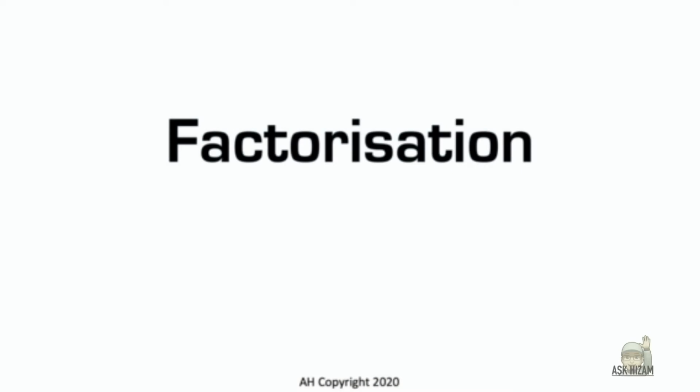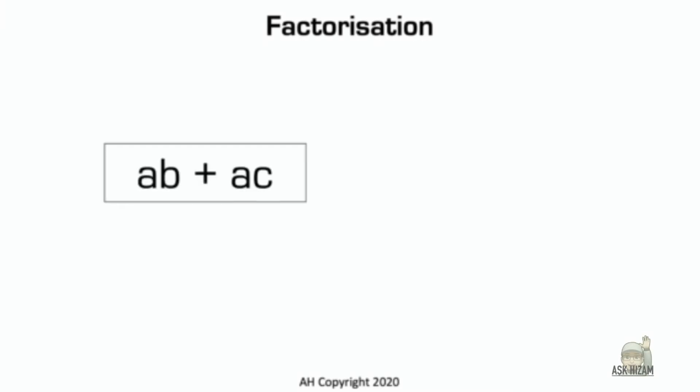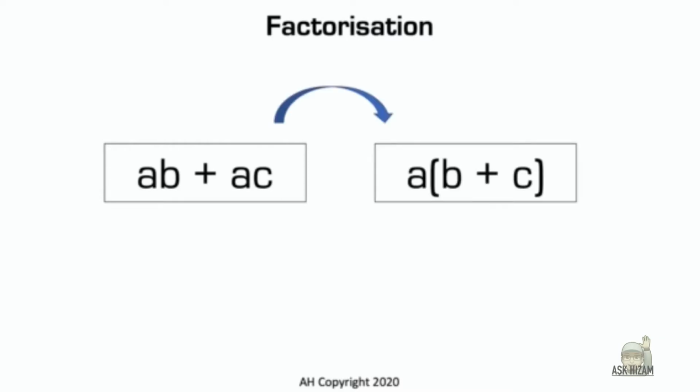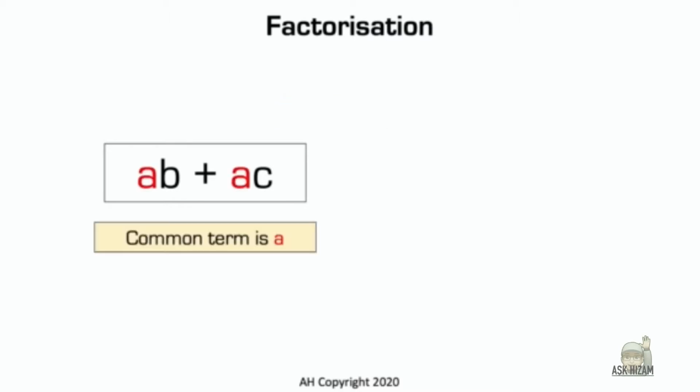Hi, in this video we'll be talking about the basics of factorization and focusing on how to find the common term. Basically, factorization turns a sum into a product. So here the equation AB plus AC can be factorized to A multiplied by the sum of B plus C. To do this, we have to find the common term.